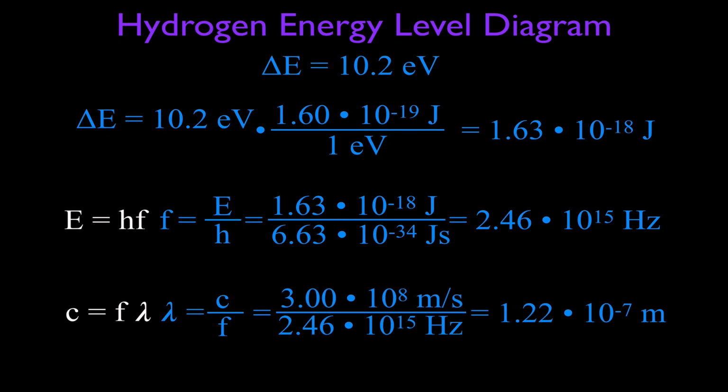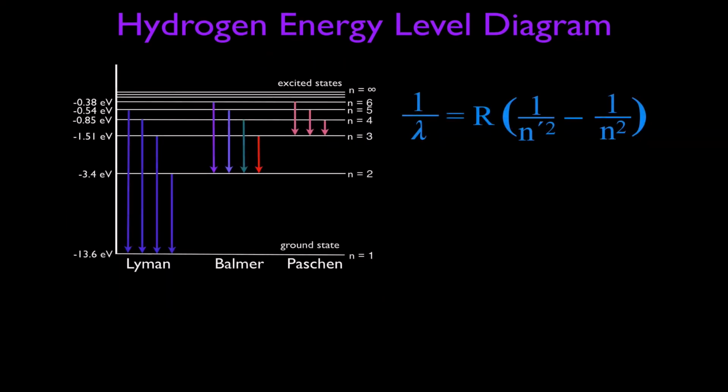And especially around the visible area, we like to convert that to nanometers. So that's 122 nanometers. Now that's outside the visible spectrum, which goes down to about 300 or 350 for violet. And so that would be in the ultraviolet region right there. Okay, that's that transition from N2 to N1 in the Lyman series. Now we can use another equation, which you may have seen, which is this equation right here.